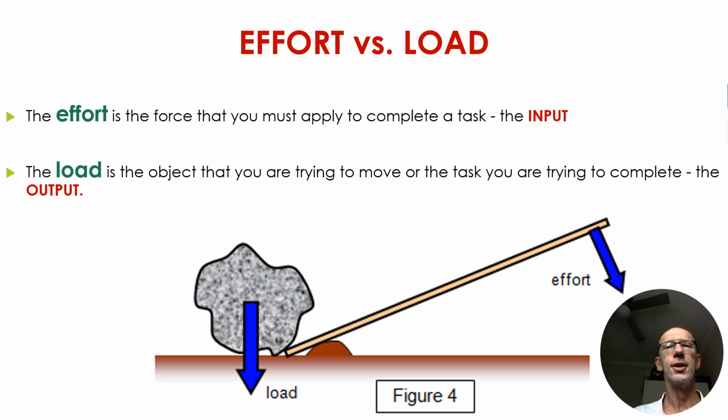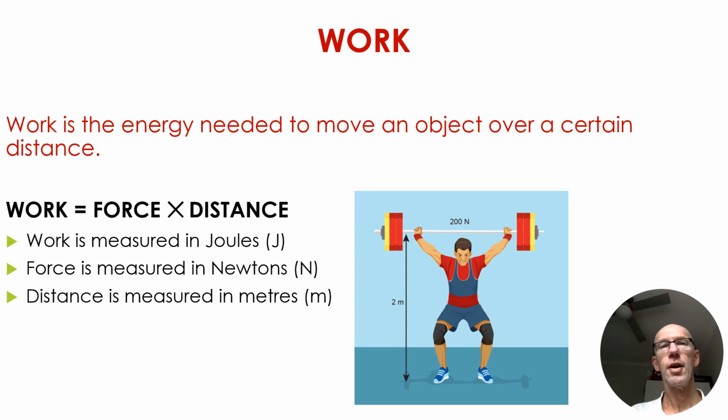So effort is the input required to get a task done. Load is the object or the task, the output that we're trying to achieve. And then we get to work, the amount of energy required to move an object over a certain distance, which therefore brings into play this critical formula, work equals force times distance.